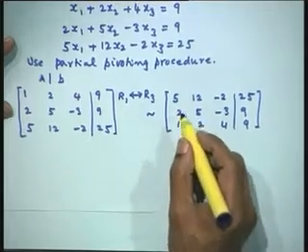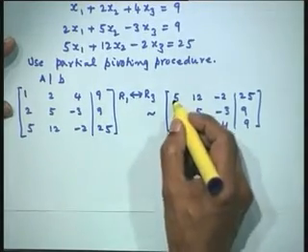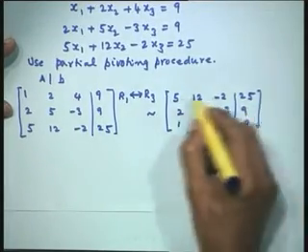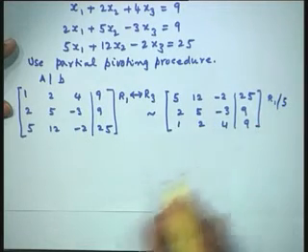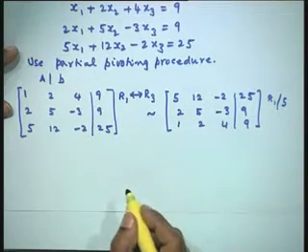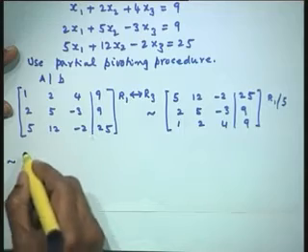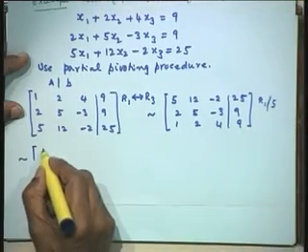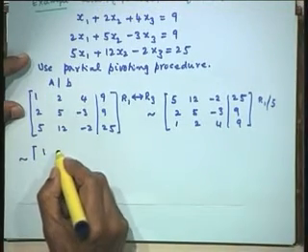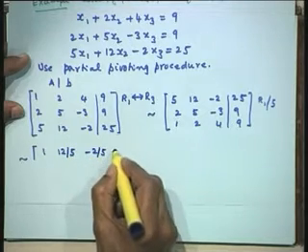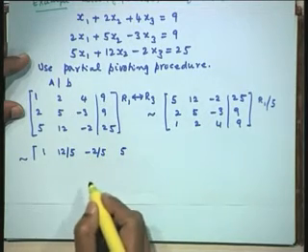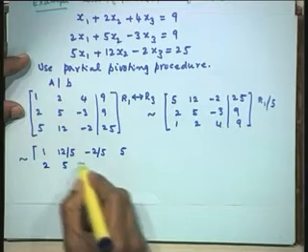Then the next step is, as we have done in the previous example, let us make this element 1. So I would divide the first row by 5, then this will be equivalent to, I will have 1 here, 12 by 5, minus 2 by 5, and this is 5, and the other rows stay as they are.